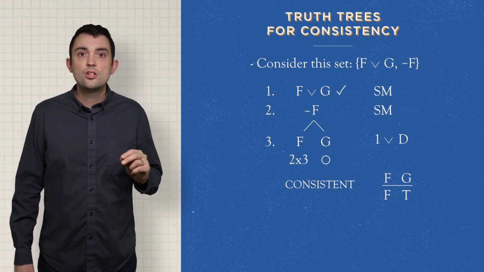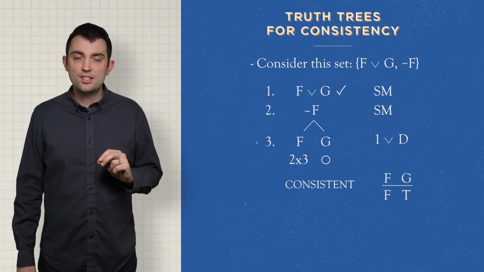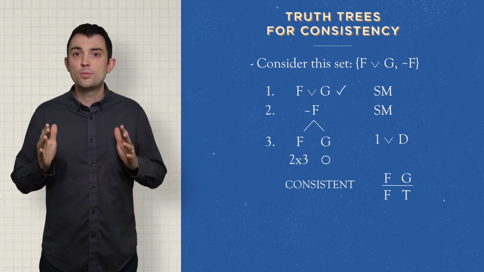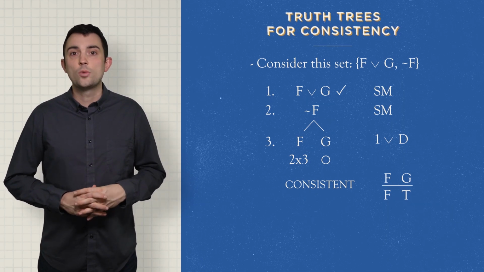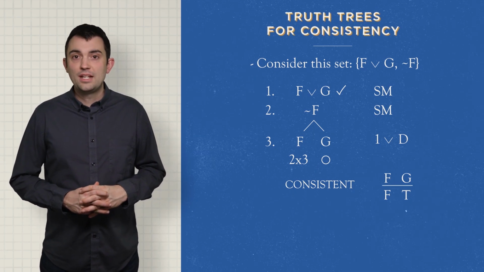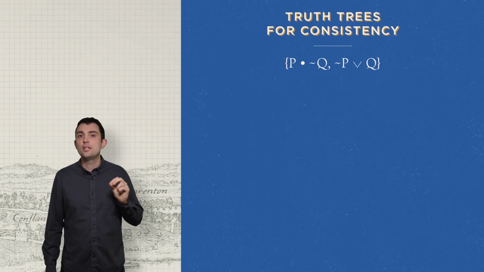There's a closed branch and an open branch. You only need one open branch to have a consistent set because we've shown that it's possible along that open branch for the statements in our original set to be true at the same time. And that's what we mean by consistency. I'm guessing your head is still spinning a bit, so let's spin faster. You can keep up. Let's take a look at P and not Q and not P or Q.